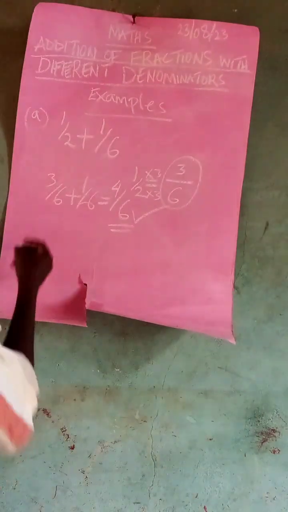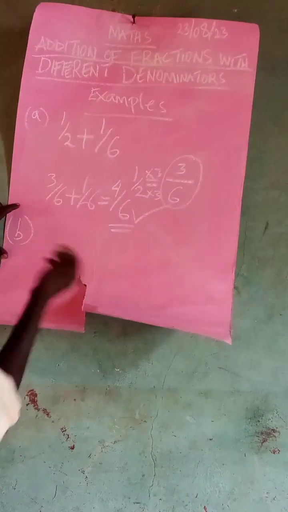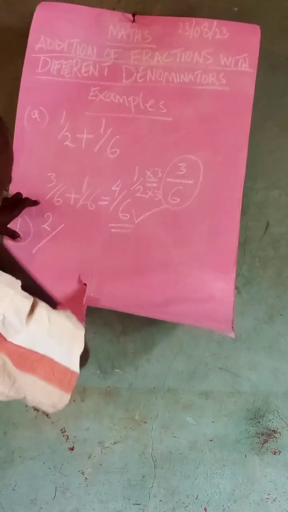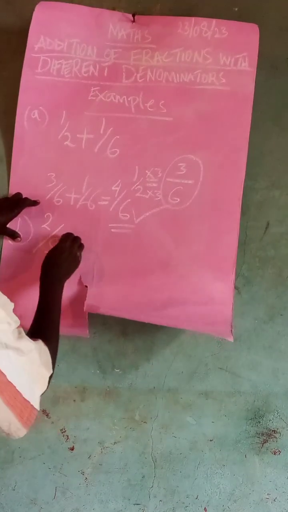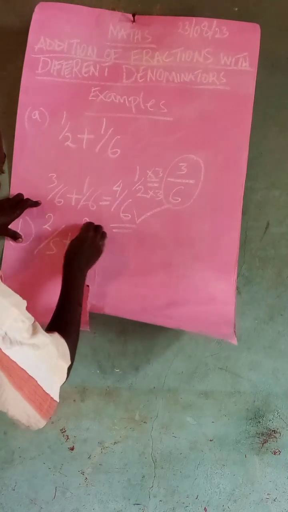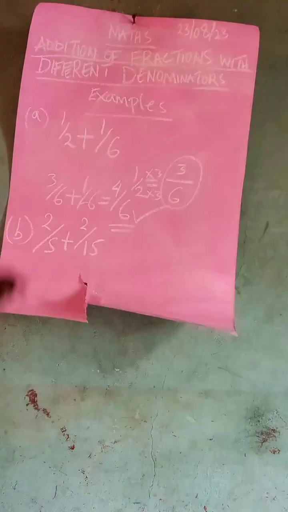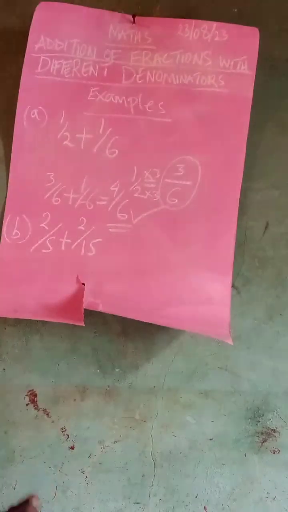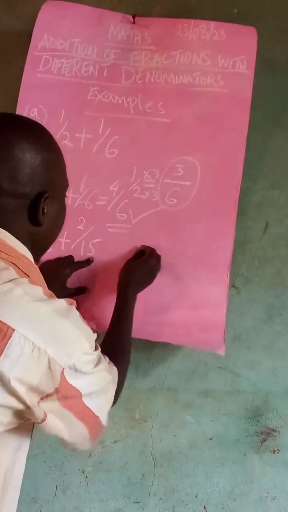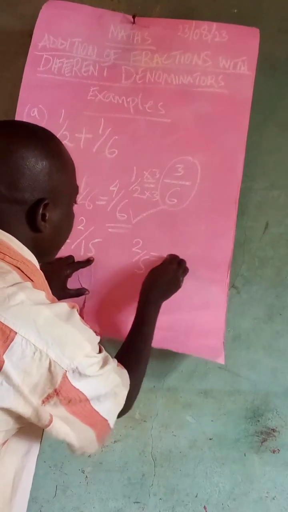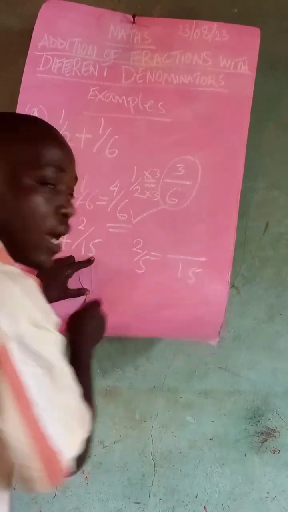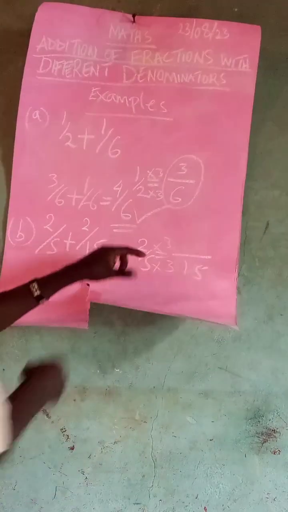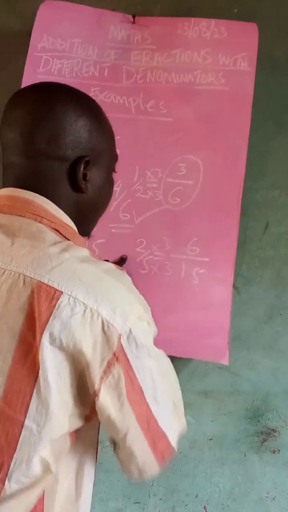Look at example 2. For example, we are given, let's say, 2 over 5 plus 2 over 15. There is something which has happened there. Which thing? Look at this one. Right here, 2 over 5 is equal to dash over 15. How many times here? They have multiplied 5 times 3. Also here multiplied by 3. 2 times 3 will give you 6. 5 times 3 will give you 15.